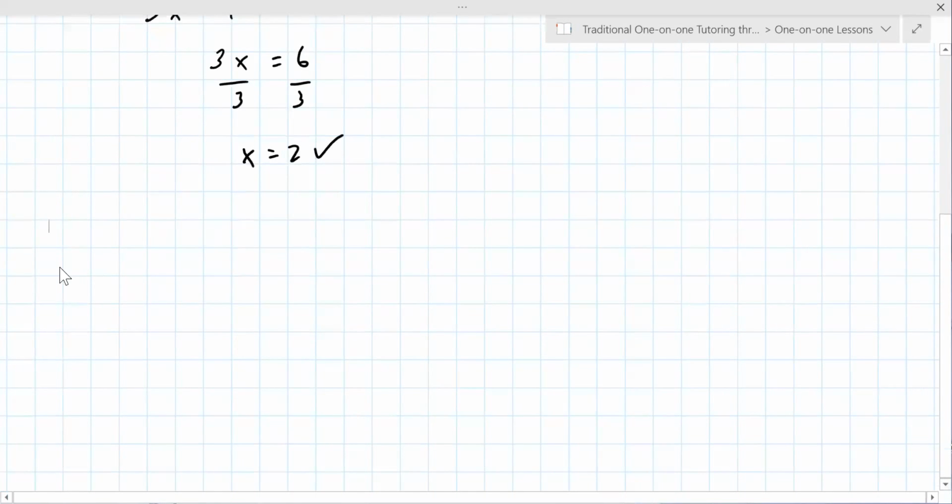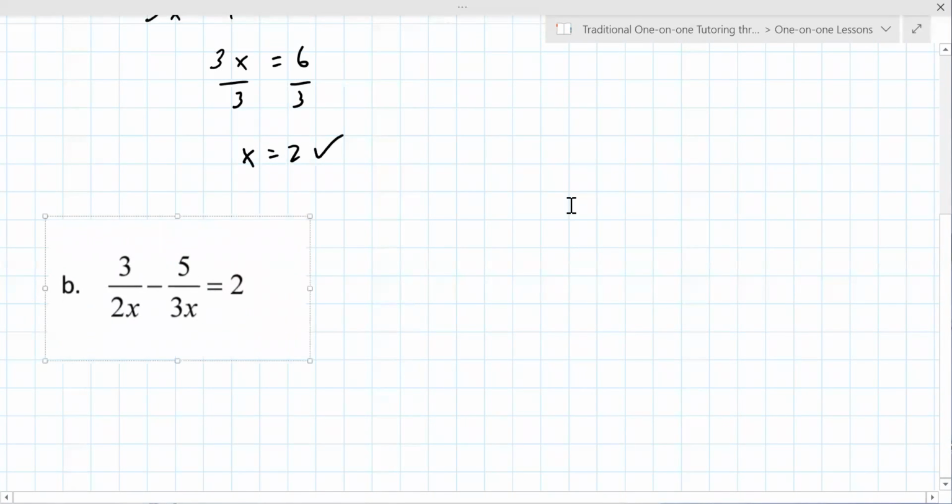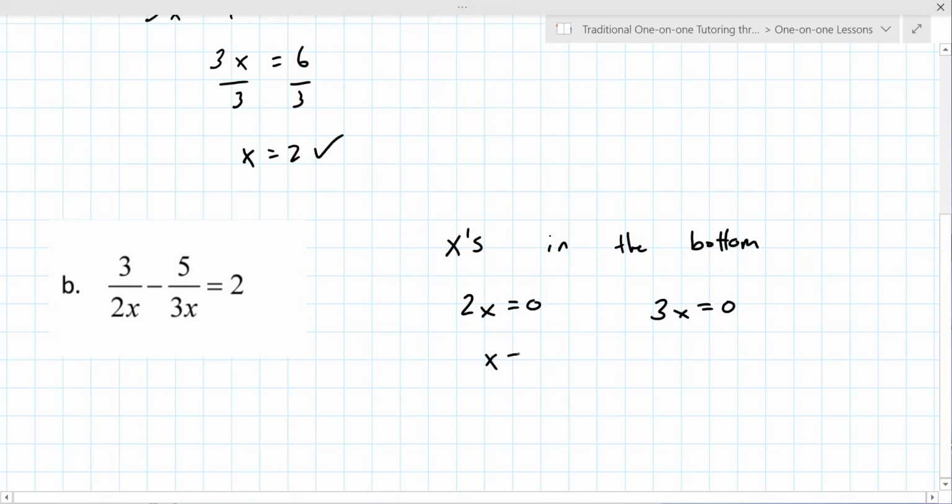So question B, this one has x's in the bottom. So whenever you have x's in the bottom, what you're supposed to do is set them equal to 0 so that you can figure out the excluded values. So in both cases, x equals 0. And what that really means is x cannot equal 0. If for some reason you were to get your solution as 0, then you would have a problem. And maybe we'll see that, maybe we won't. The right-hand side has a denominator of 1. So we're looking at 2x, 3x, and 1.